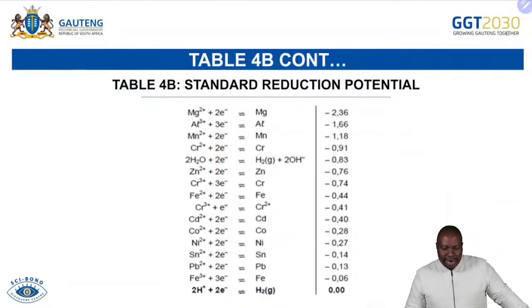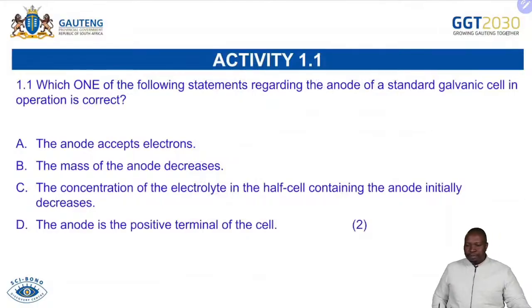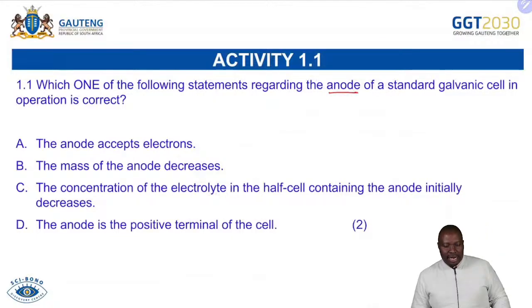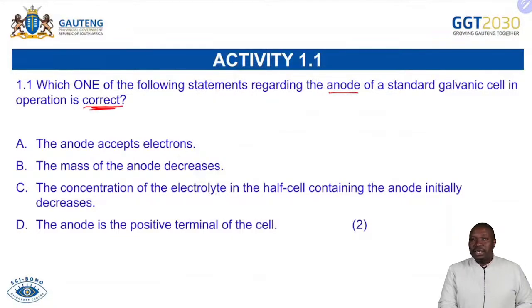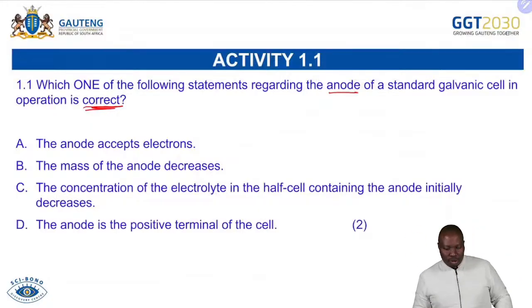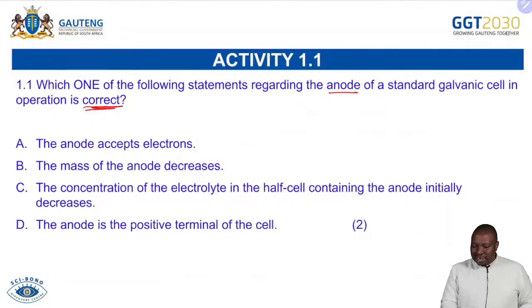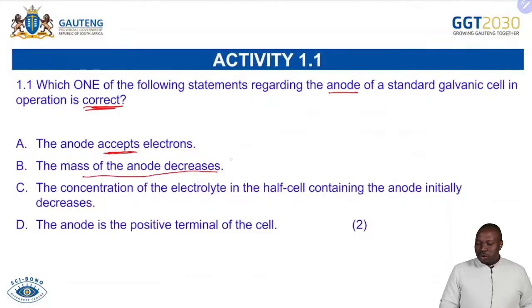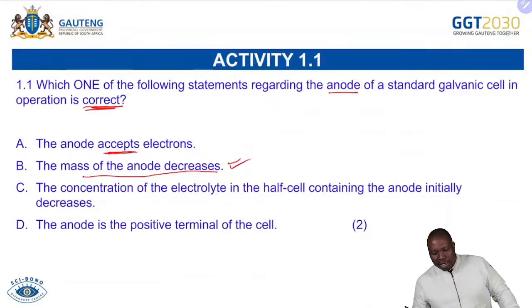Just wanted to show you the table, but I want us to deal with activities now as we finish our lesson, to say which one of the following statements regarding the anode of a standard galvanic cell in operation is correct. So always underline correct, because sometimes you'll be asked which one is incorrect. So you got to be able to see that the anode accepts electrons. Remember, it undergoes oxidation, is where oxidation occurs, which means in the anode there is loss of electrons, so that cannot be correct. The mass of the anode decreases. I told you that one, to say as the anode loses electrons, then definitely the mass will decrease. So that will be your 2 marks, your correct answer.